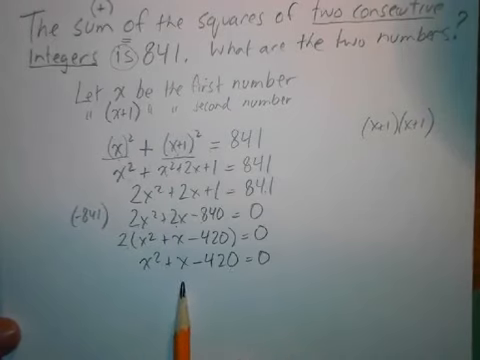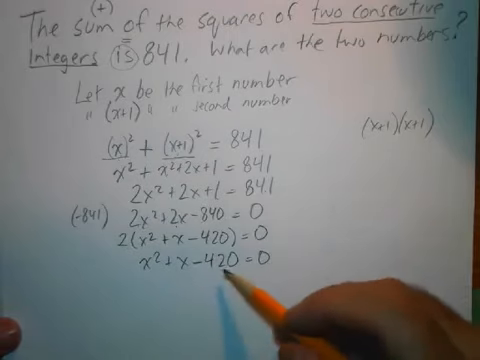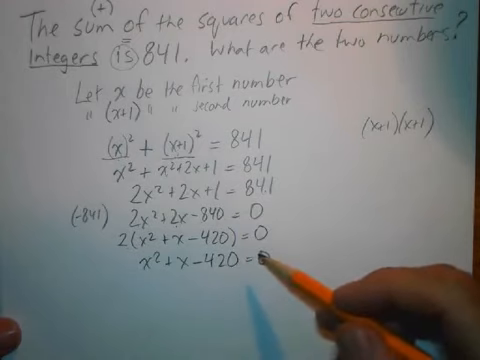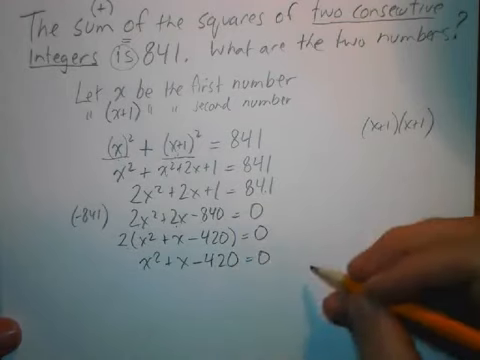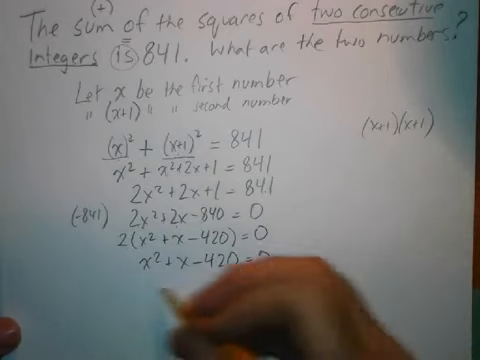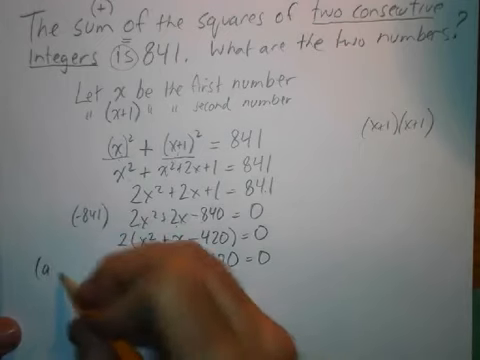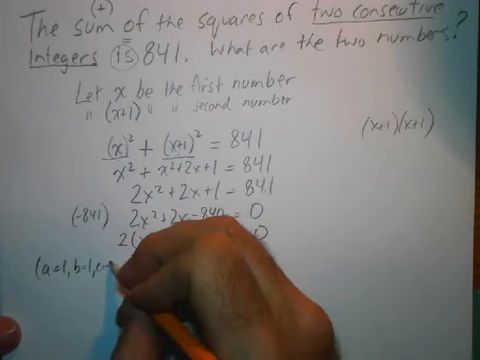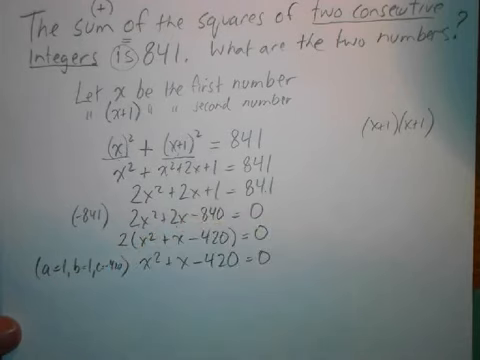I won't do it this time, but I'm just saying, a lot of times it's not factorable, so it might be more efficient use of time to use the quadratic formula. So at this point, I'm going to go straight to the quadratic formula. I'm just going to repeat: A is 1, B is 1, and C is negative 420, and go to the quadratic formula.